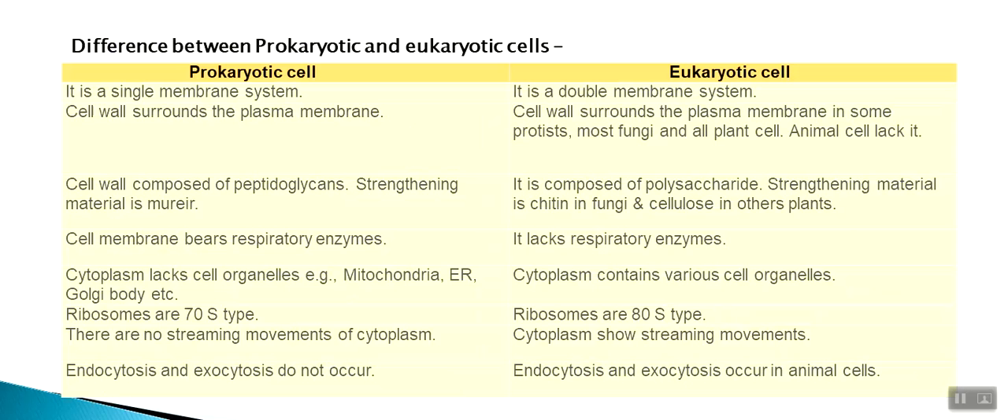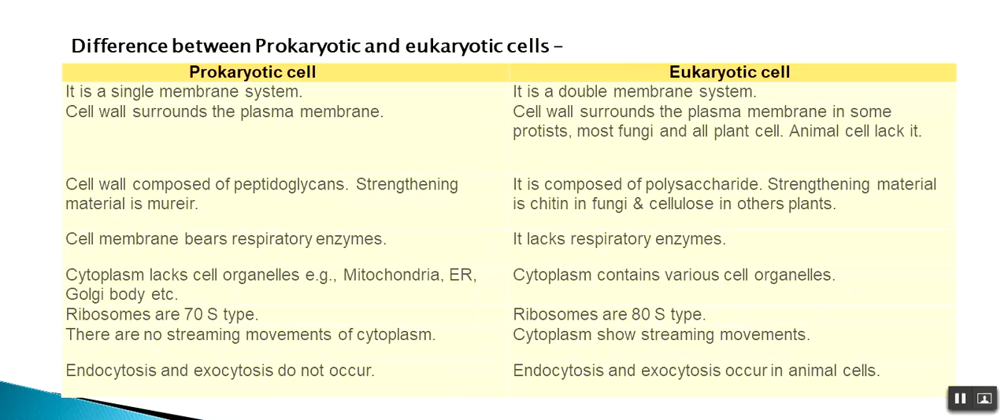Let's understand the difference between prokaryotic and eukaryotic cells. Prokaryotic cell is a single membrane system. Cell wall surrounds the plasma membrane. Cell wall is composed of peptidoglycans. Strengthening material is murein. Cell membrane bears respiratory enzymes and cytoplasm lacks cell organelles, mitochondria, Golgi body. Ribosomes are 70S type. There are no streaming movements of cytoplasm. Endocytosis or exocytosis do not occur.